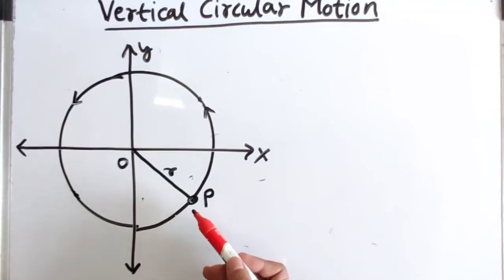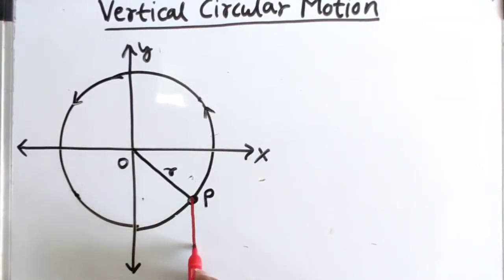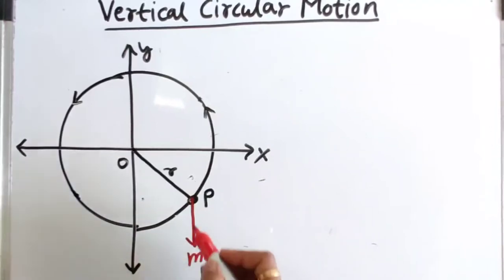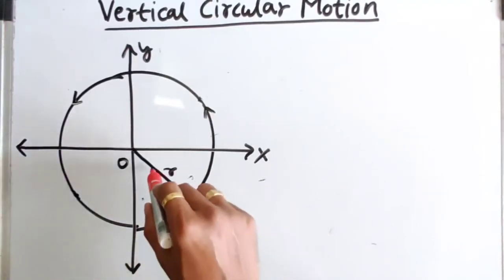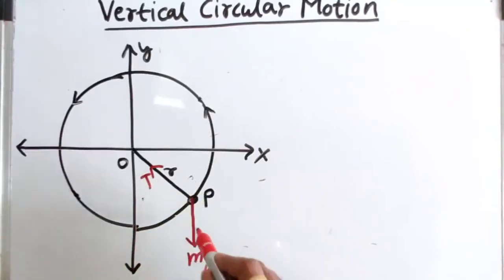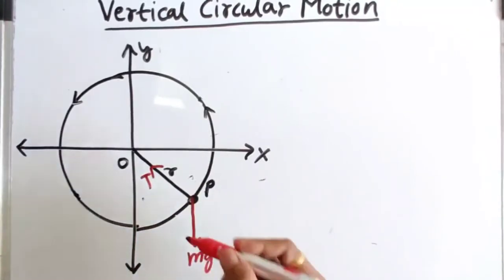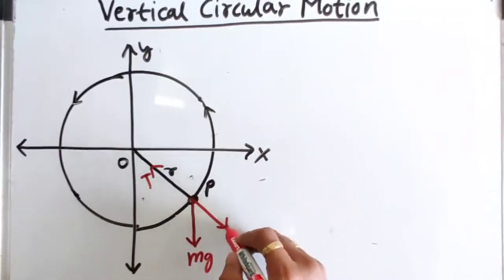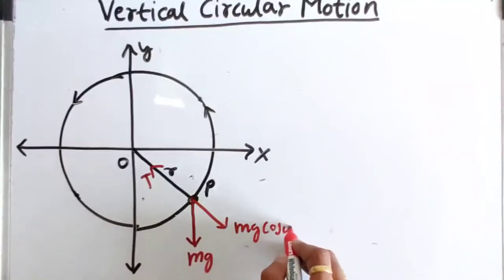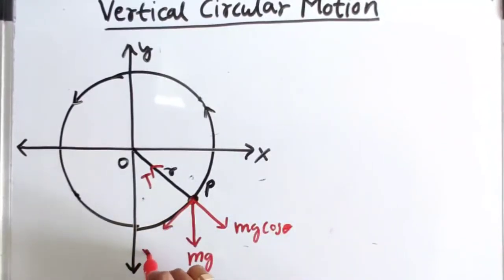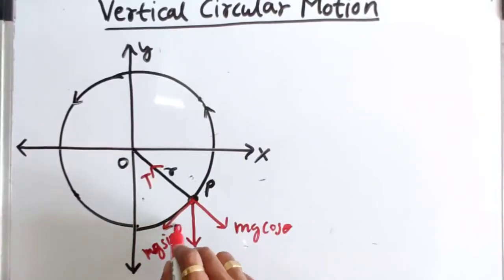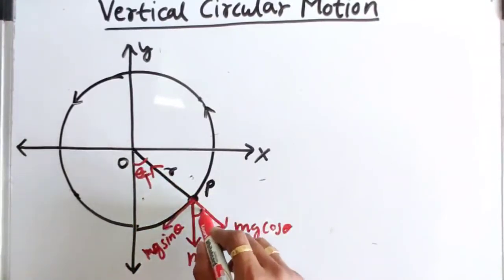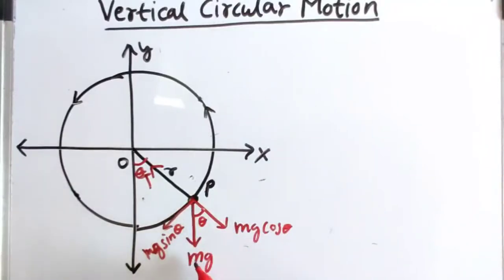Now imagine at some instant the particle is present at point P. Then the forces acting on this object at position P are, first, mg, which is its weight acting vertically downwards, and second, T, the tension in the string. This mg we can resolve into two components: mg cos theta and mg sin theta, where this angle is theta. So the component along the adjacent side is mg cos theta, and the other component is mg sin theta.